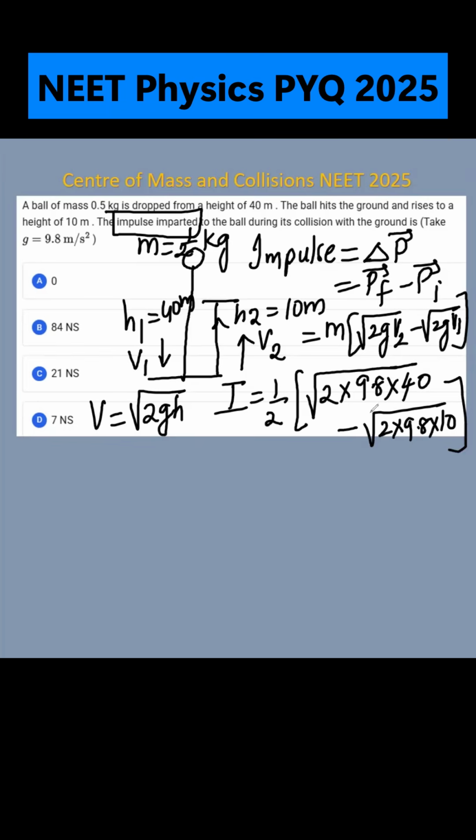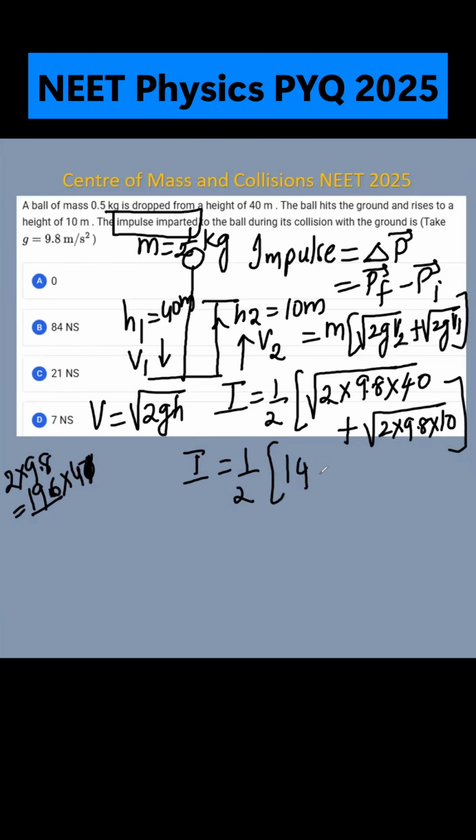So let us solve it. See, 2 into 9.8 is 19.6. 19.6 into 40, let us suppose, this 0 will be removing the decimal. 196 root is how much? It is 14. So we have 14, but here the velocity is plus because the velocity is in opposite direction, because one is downward, other is upward.